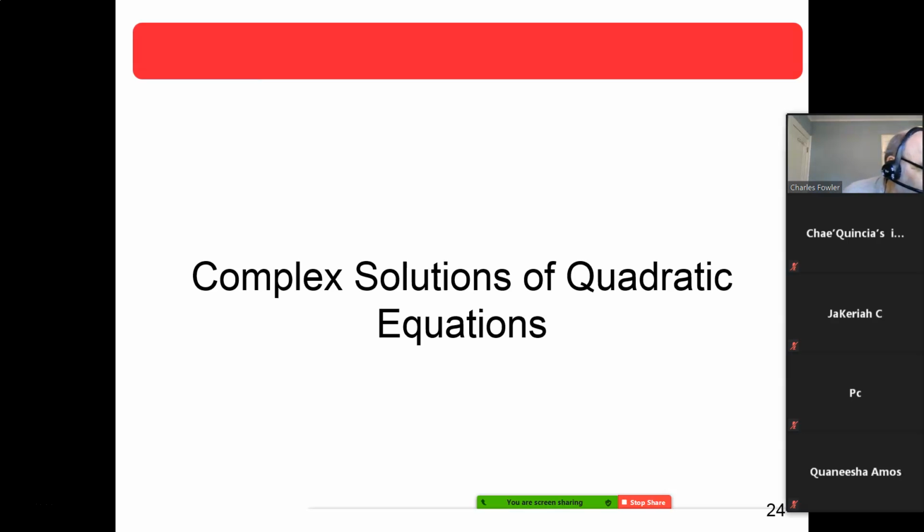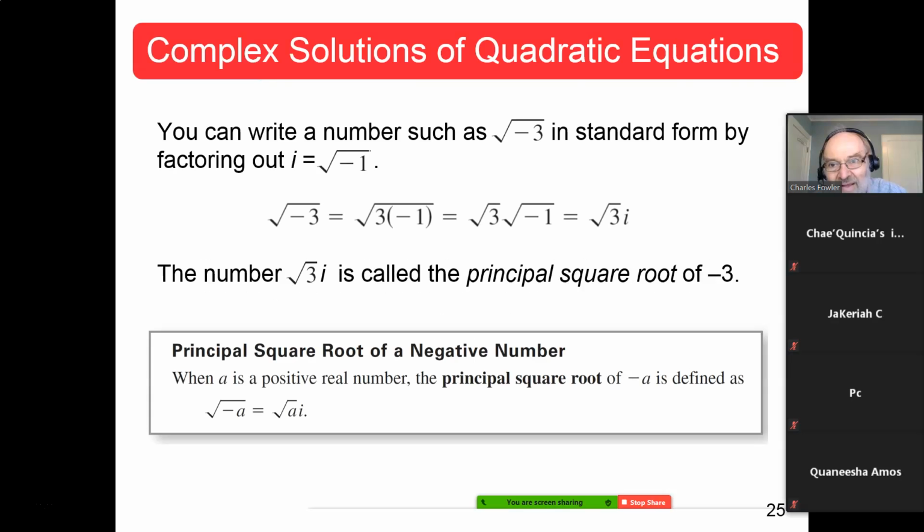All right. Now we go to complex solutions of quadratic equations. This is the whole reason we brought up complex numbers, because what we've been doing is solving equations, coming up with solutions. What we're finding out, sometimes those solutions are complex. Okay? So you can write a number such as the square root of -3 in standard form by factoring out the square root of -1. Remember, that's the one I said always remember, I is equal to the square root of -1. So this would be, I do it the other way, but they do it this way.